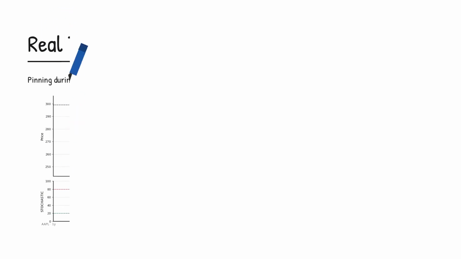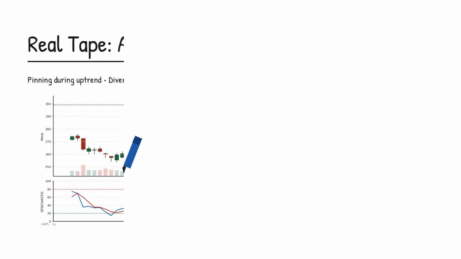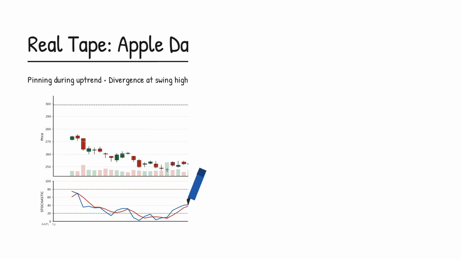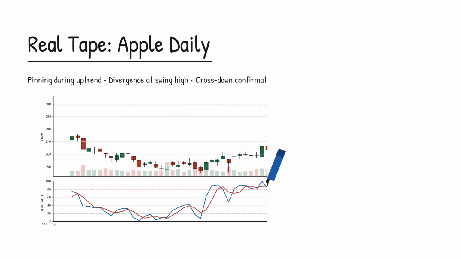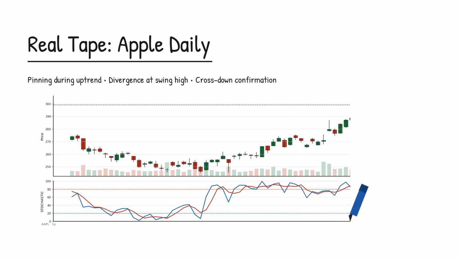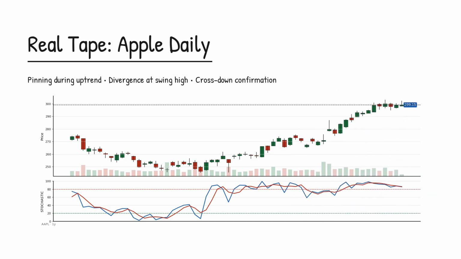Here is Apple on the daily time frame. Notice how stochastic stayed pinned during the strong uptrend, frustrating anyone shorting overbought readings. Then watch the divergence build at the swing high, followed by the cross down through 80. That sequence offered a legitimate short-term exit or hedge signal. Real markets reward patience with this tool, not reflexes.